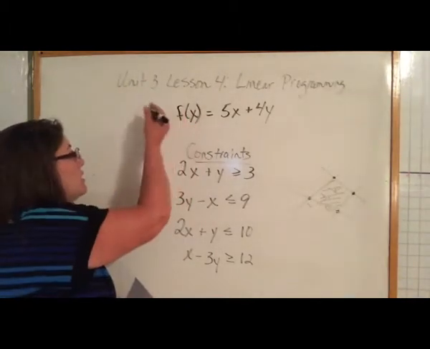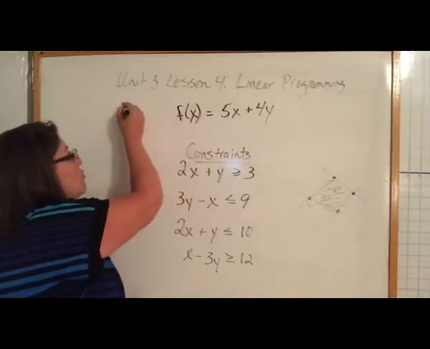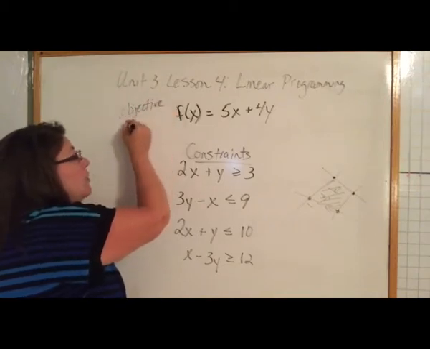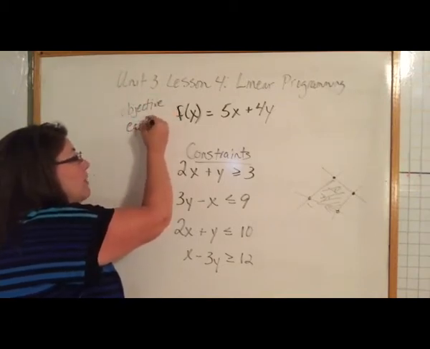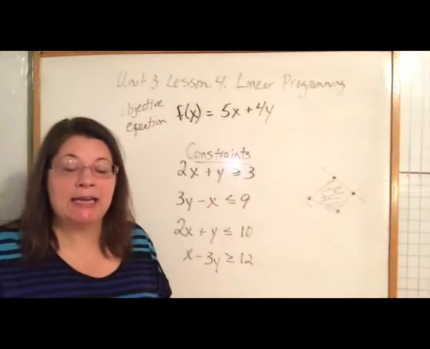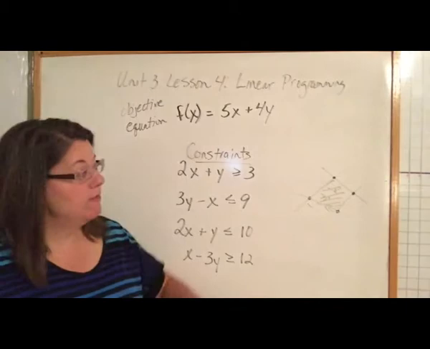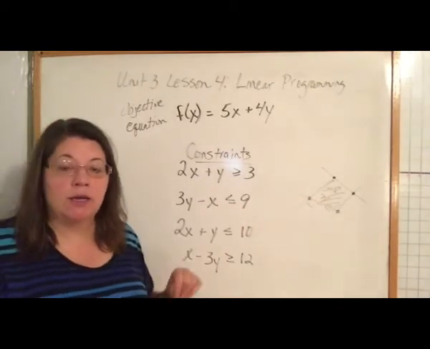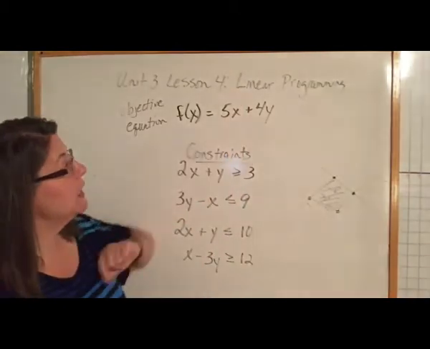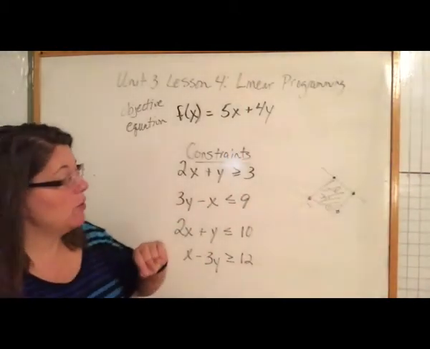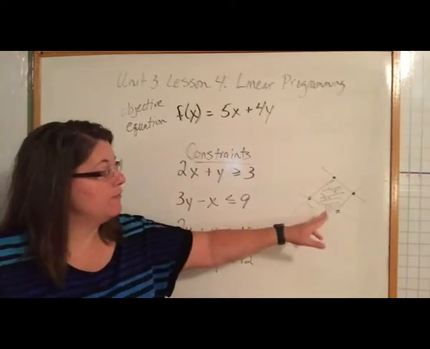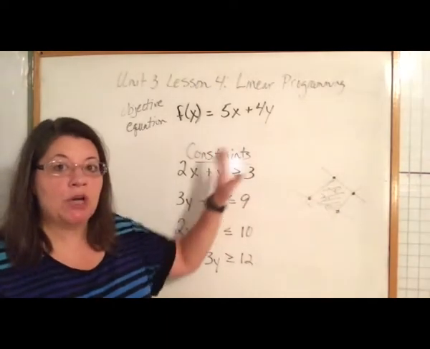This equation is called your objective equation, and we will use the vertices and plug them into the objective equation to either find a maximum or a minimum value for your vertices. That's what we're basically finding when we're doing linear programming. So go to Desmos, graph these, pull out the vertices you get, and then we'll come back and we'll finish the problem.